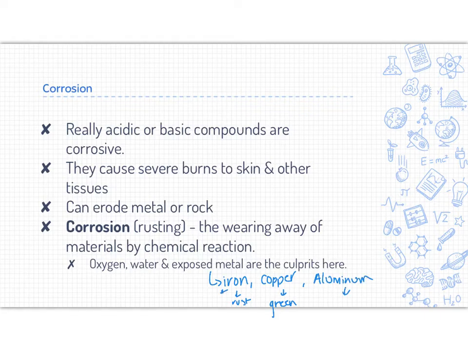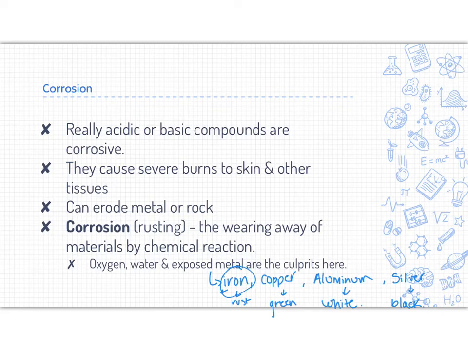Iron's the one that we see corrode really quickly. Aluminum will turn kind of a whitish color. And silver is another example. Silver will turn black when it corrodes. Again, iron is the biggest one.